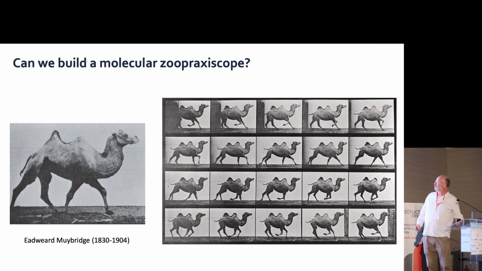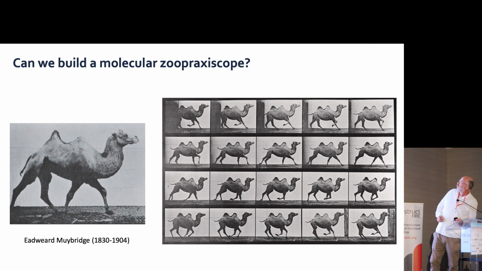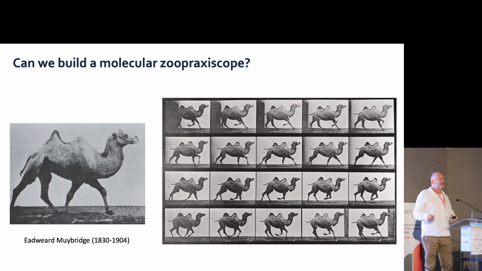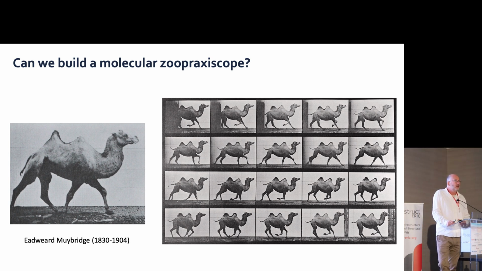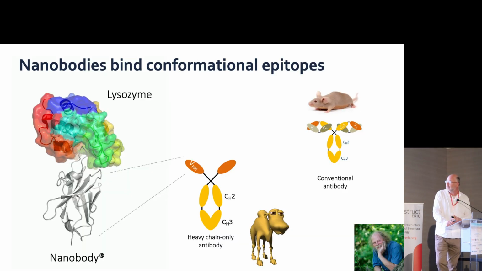I call a molecular, it's a very difficult word, zoopraxiscope, but it essentially deals with, if you look at a moving target, try to trap as much as possible pictures of stills of that moving target to reconstruct your moving target and to understand its function. You will immediately understand why I use a camera as an example. This thing doesn't really work.